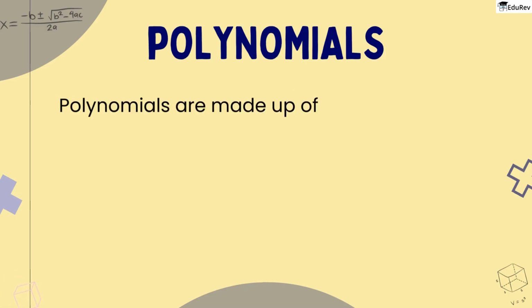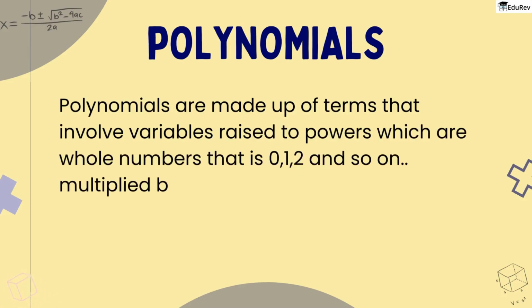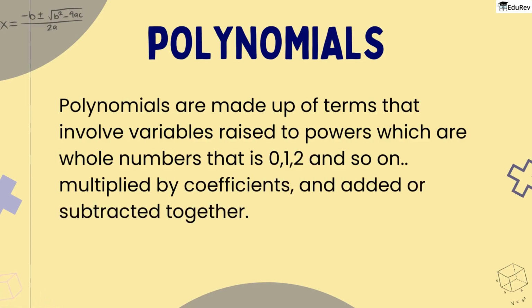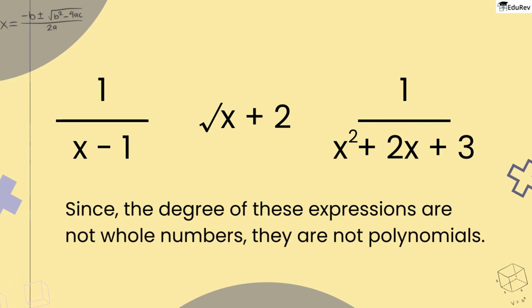Polynomials are made up of terms that involve variables raised to the powers which are whole numbers, that is 0, 1, 2 and so on, multiplied by their coefficients and added or subtracted together. Since the degree of these expressions are not whole numbers, they are not polynomials. Let's learn something more about polynomials.